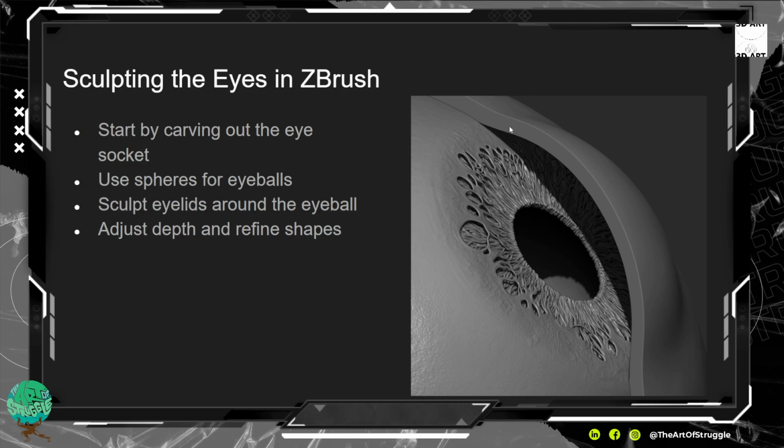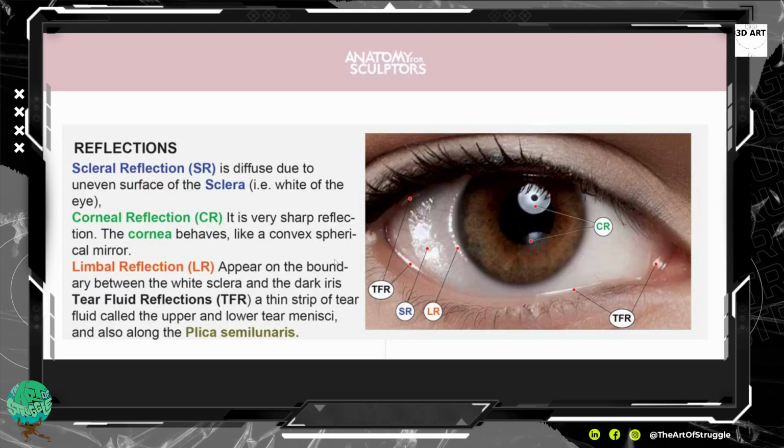And what we once thought is that it's just this round thing. No, it's really not. It's got this kind of curve to it, right? So when you start carving out the eye, you want to use a sphere, but you want to give it this shape as well.